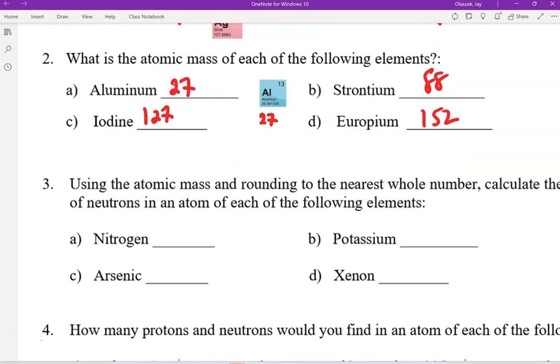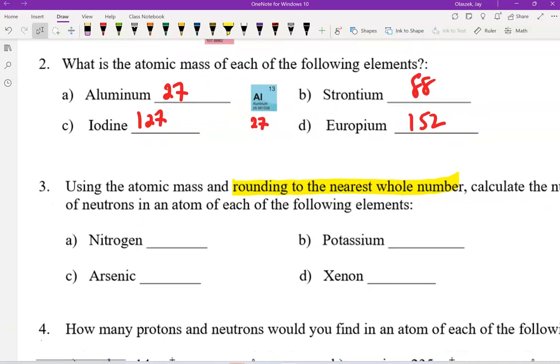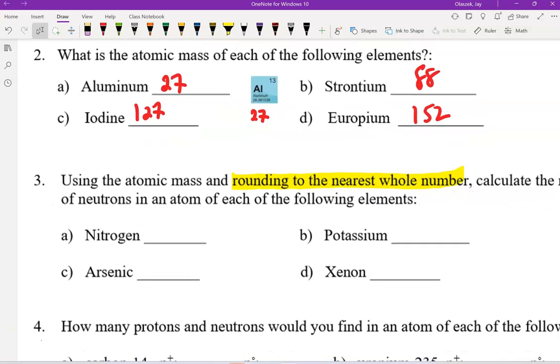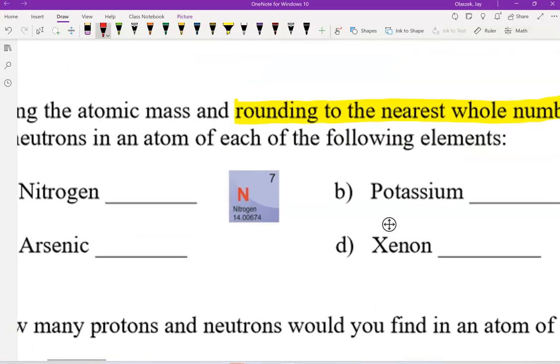Okay, number 3. It says using atomic mass and rounding to the nearest whole number, which makes things a lot easier, calculate the number of neutrons in an atom of each of the following elements. Well, let's see if we can find this stuff. Nitrogen. Look what it says. Nitrogen has got an atomic number of 7. That means nitrogen has got 7 protons.